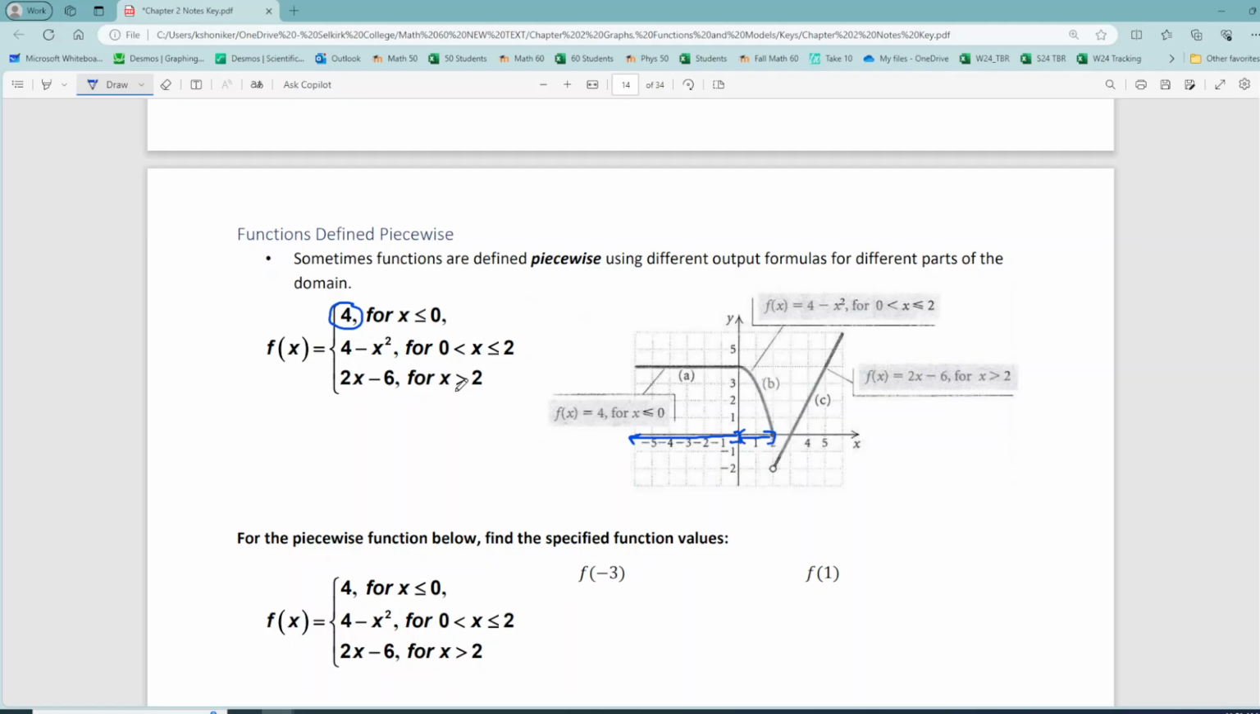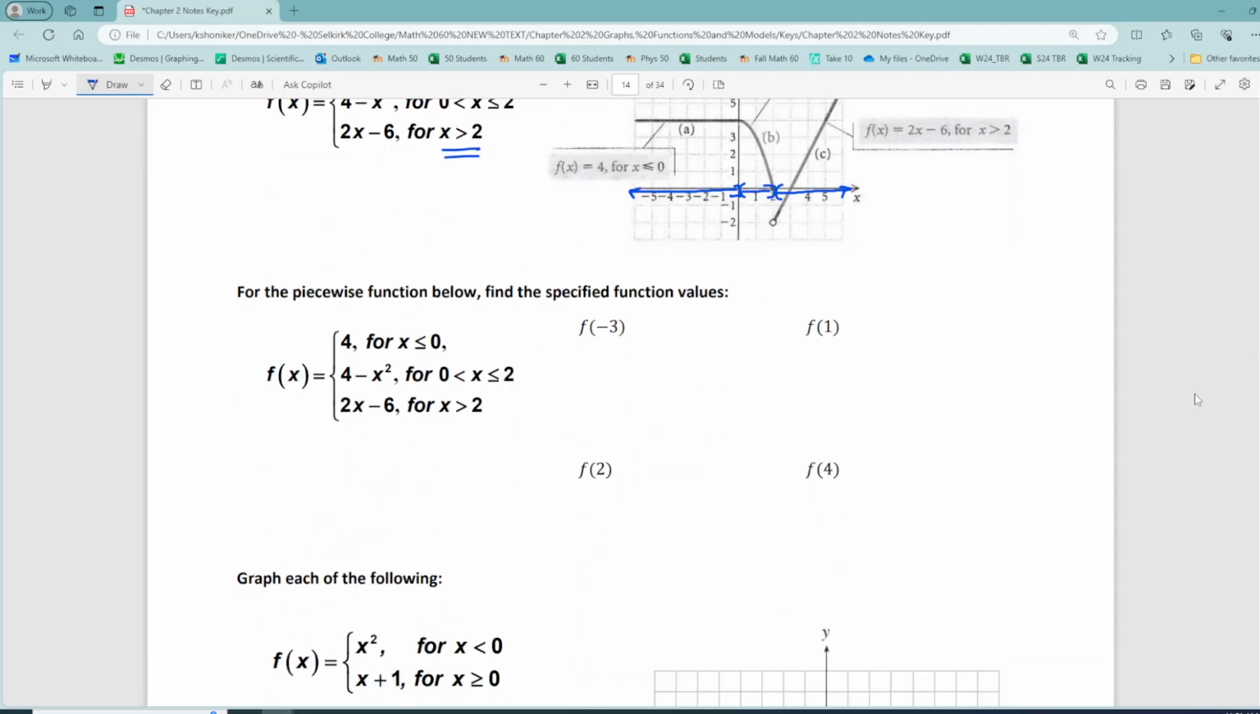And then the last part is for my x values of 2 to infinity. Again, I'm switching from a square to a round bracket because they're going to share that x value. And from 2 to infinity, I would be defined by this linear function. So the first thing we're going to practice is just plugging numbers into the appropriate equation.